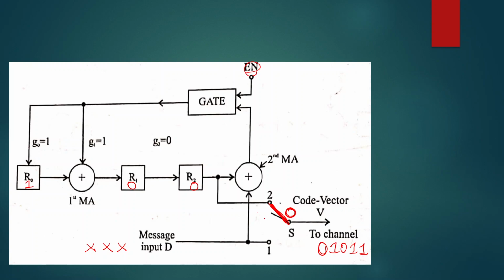This is clock number 5. In clock number 5, data is don't care, and R0, R1, R2 would get shifted. Once this 0 comes out, it gets shifted to 0, 1, 0, because this will completely get shifted by 1 bit. Since there is no input here, it gets changed to 0.